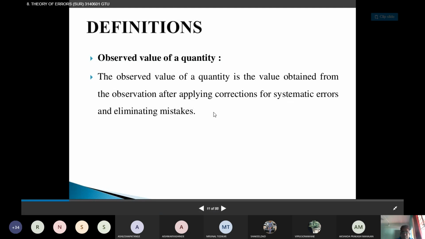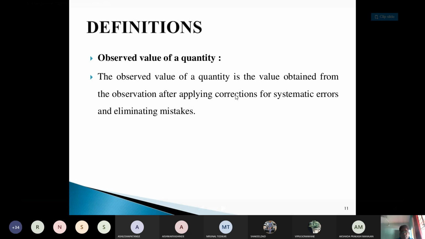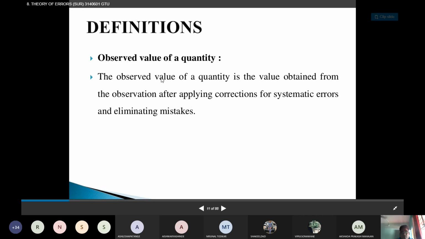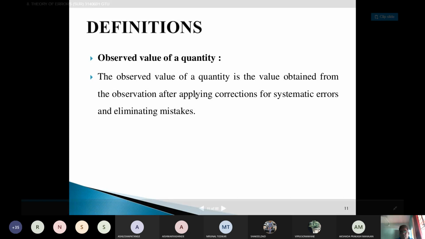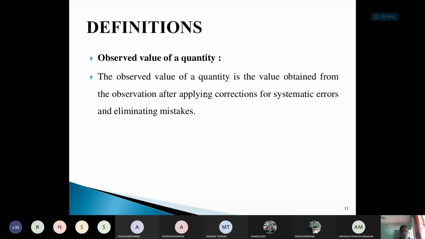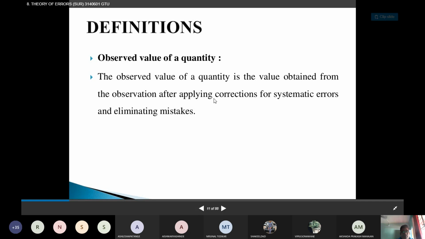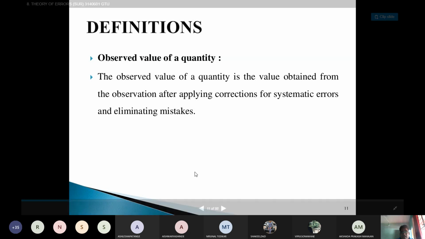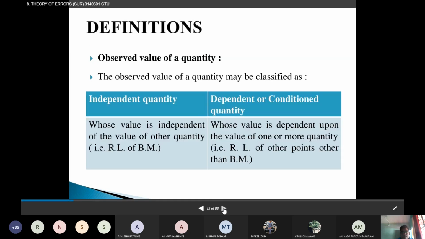Actually in field survey, we are considering the systematic errors because their effect is creating more error. That's why we always consider the systematic error as compared to the other two errors. And you have to eliminate the mistakes now. So remember, the observed value of a quantity is the value obtained from the observation after applying the corrections for the systematic errors and eliminating the mistakes.